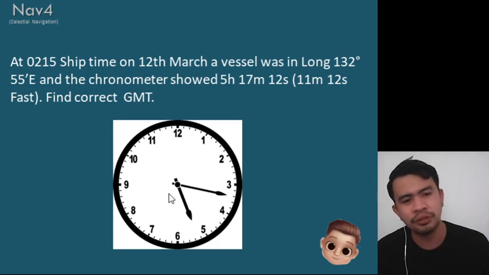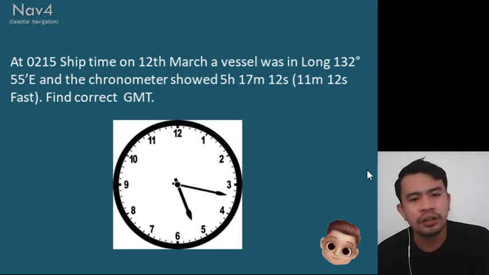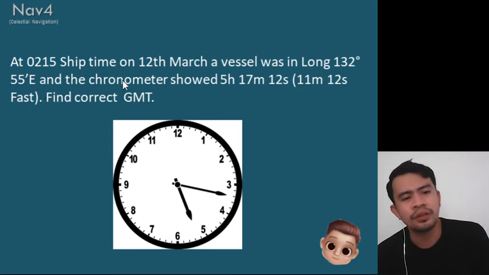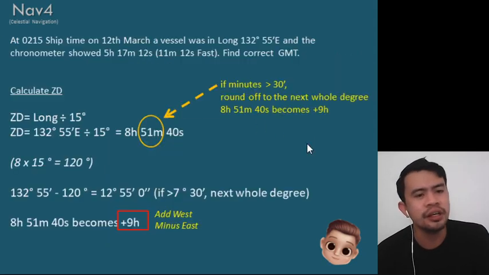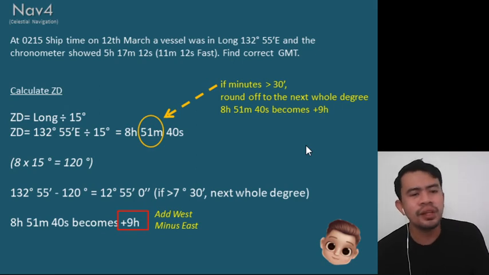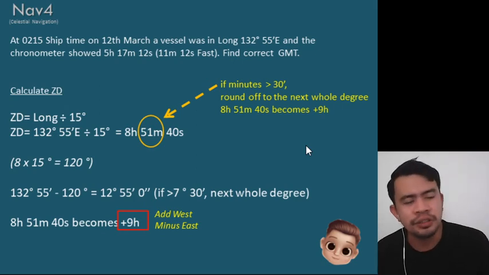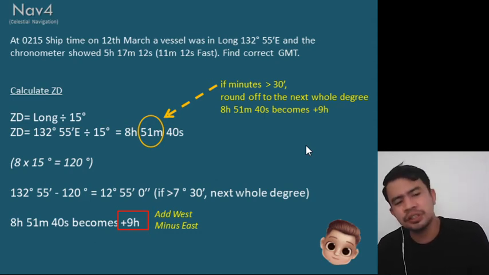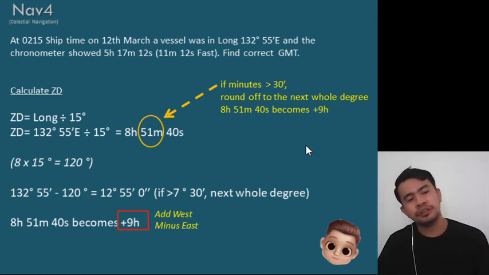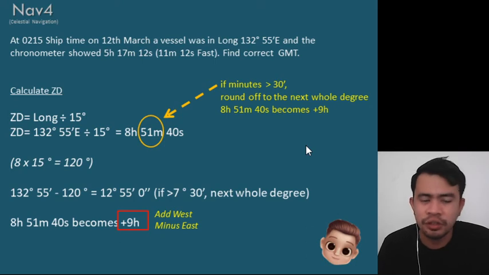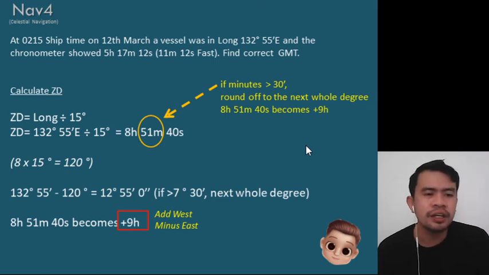And what we know here is our chronometer error na 11 minutes 12 seconds fast. So we have to find the correct GMT. So in this problem, ang gagawin lang natin is first we need to calculate for our ZD. So ZD can be obtained by converting your longitude natin. All you have to do is longitude divided by 15. So we'll get the answer.